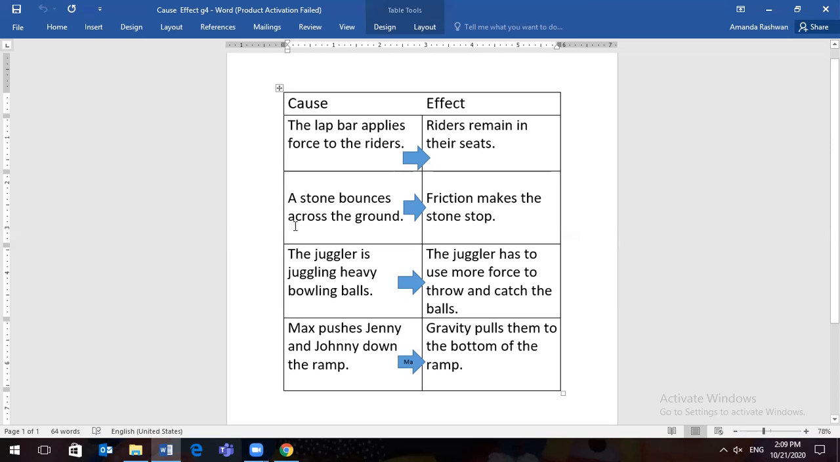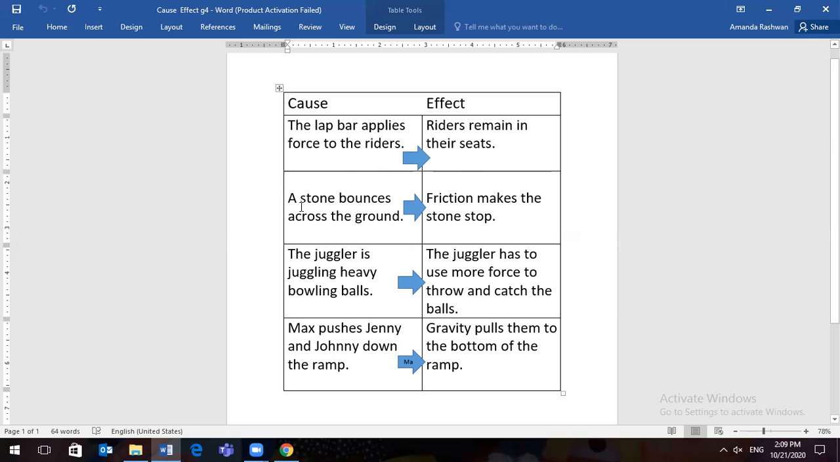The next one that we discussed is, in the story, there's a rock, a stone, that bounces across the ground. Okay, this is why it happens. The stone bounces across the ground. What happens because it bounces across the ground? Friction makes the stone stop, okay?